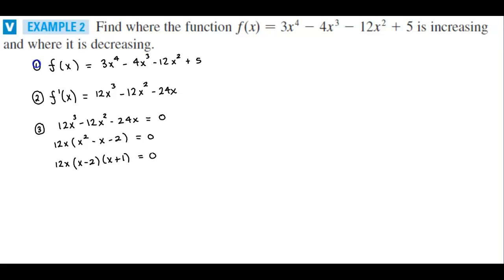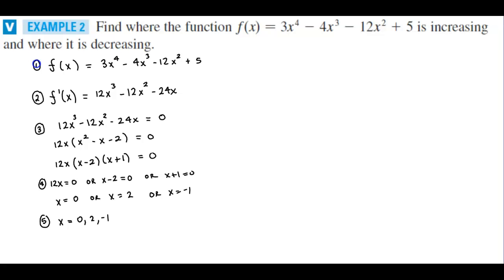Okay, so now we want to find the zeros of the derivative function. So we have 12x equal to 0, or x minus 2 equal to 0, or x plus 1 equal to 0. So x is equal to 0, or x is equal to 2, or x is equal to negative 1. Therefore, the zeros of the derivative function are 0, 2, and negative 1, which means that's where you're going to see where the tangents are located. But let's go ahead and determine the intervals of where it's increasing and decreasing.